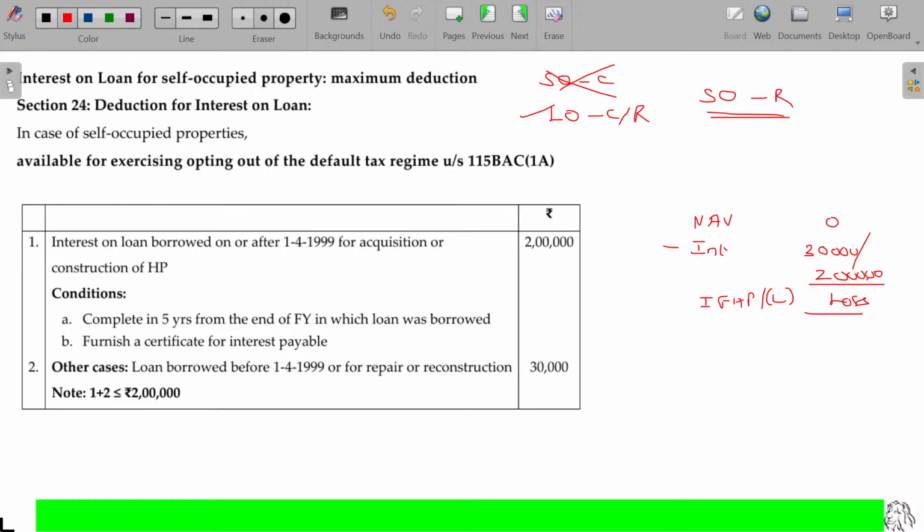Under the default tax regime, Section 115BAC, you are not eligible for this one also. Just forget about this one. In case of shifting out of the default tax regime, this one will be working. Else it's totally waste. It will not come at all.